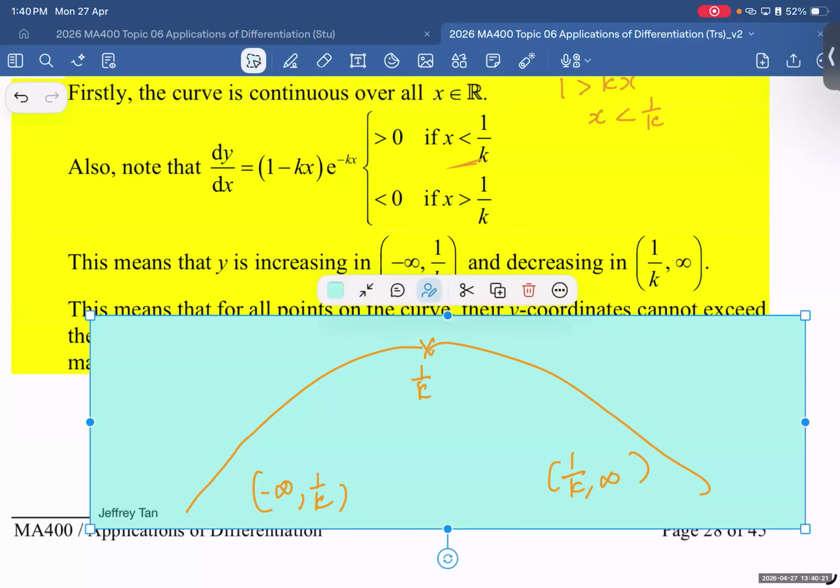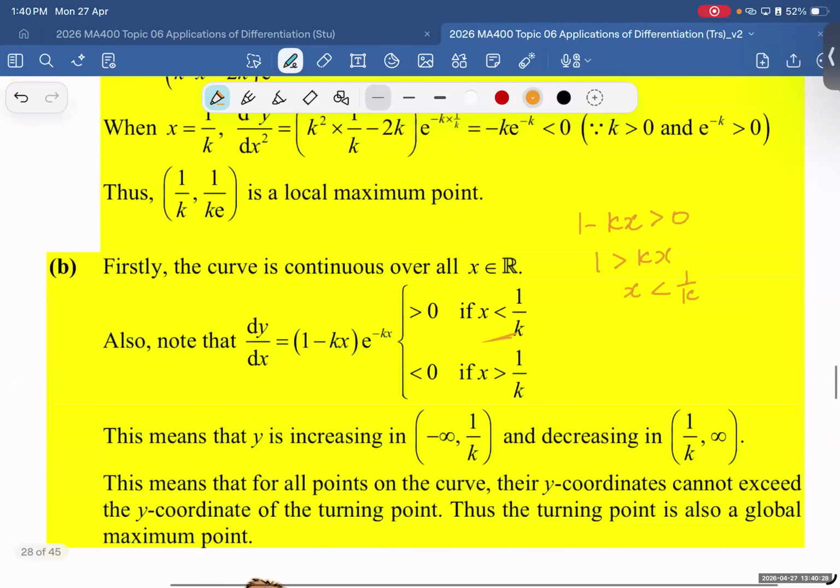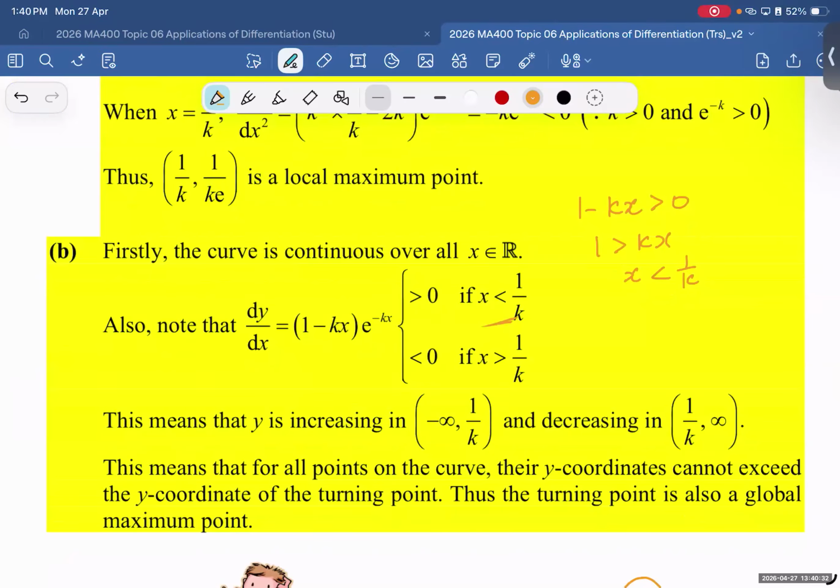A lot of times it's just about writing. So they are testing whether, when you write, you understand the concept behind the local and global. How do you know whether to use first or second derivative? Okay, so maybe you differentiate one time first. Differentiate one time first. Then you see.